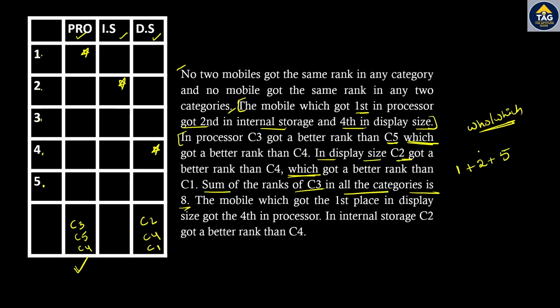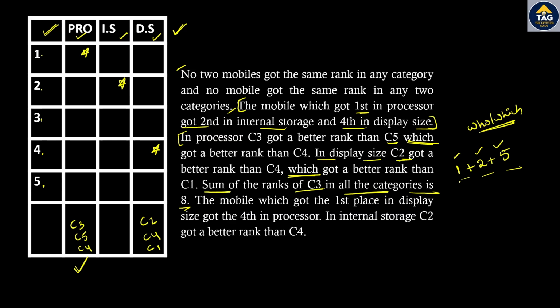Here, we need to understand one thing. You need to remember this point, and I want you to be very clear in this regard. We cannot say that C3 has got first rank in processor, as this is not the order of the categories written in this table. But we can definitely say that in one of the categories, if C3 gets the first rank, in one of the remaining 2 it should get second, and in the third it has to get 5. This order may or may not be the same as the order on the screen in the table. This is one of the possibilities.